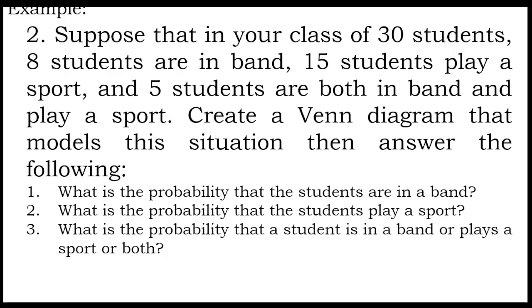Second example, suppose that in your class of 30 students, 8 students are in band, 15 students play a sport, and 5 students are both in band and play a sport. Create a Venn diagram that models this situation, then answer the following. Number 1, what is the probability that the students are in a band? Number 2, what is the probability that the students play a sport? Number 3, what is the probability that a student is in a band or plays a sport or both?